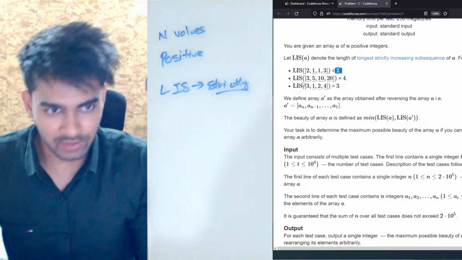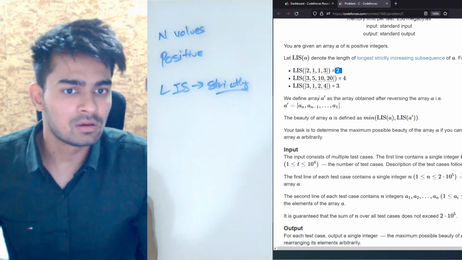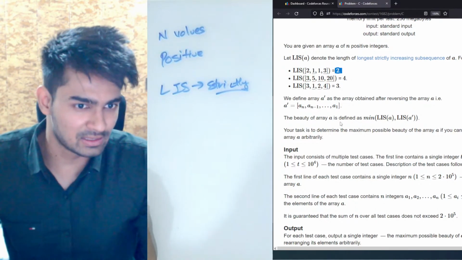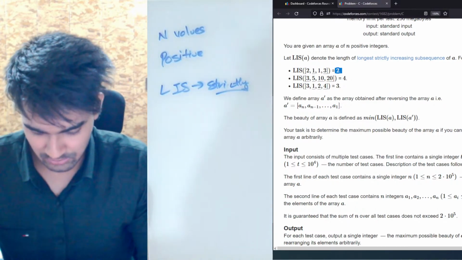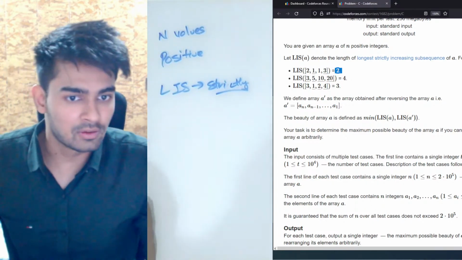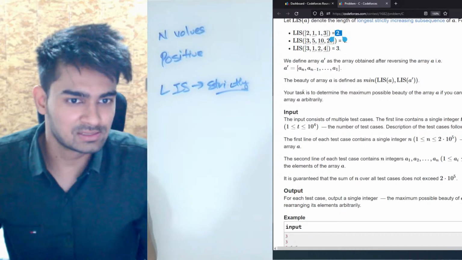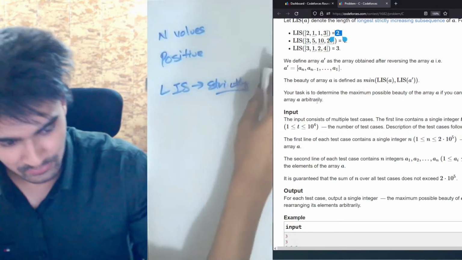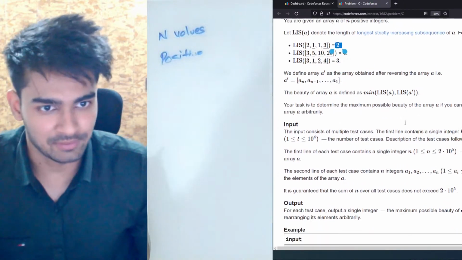Now we define A dash as the array obtained after reversing the array A. The beauty of array A is defined as the minimum of LIS of A and LIS of A dash. Your task is to determine the maximum possible beauty of the array A if we can rearrange the array A arbitrarily.